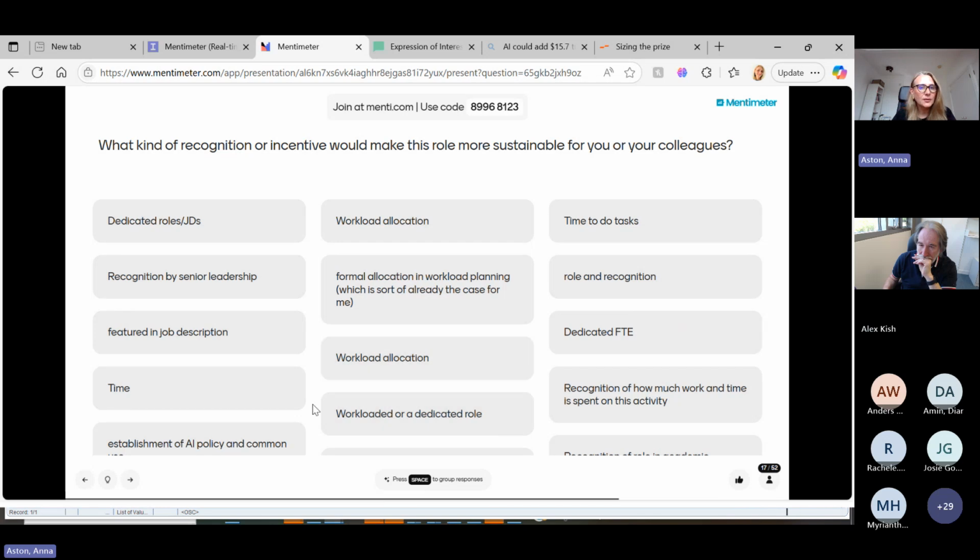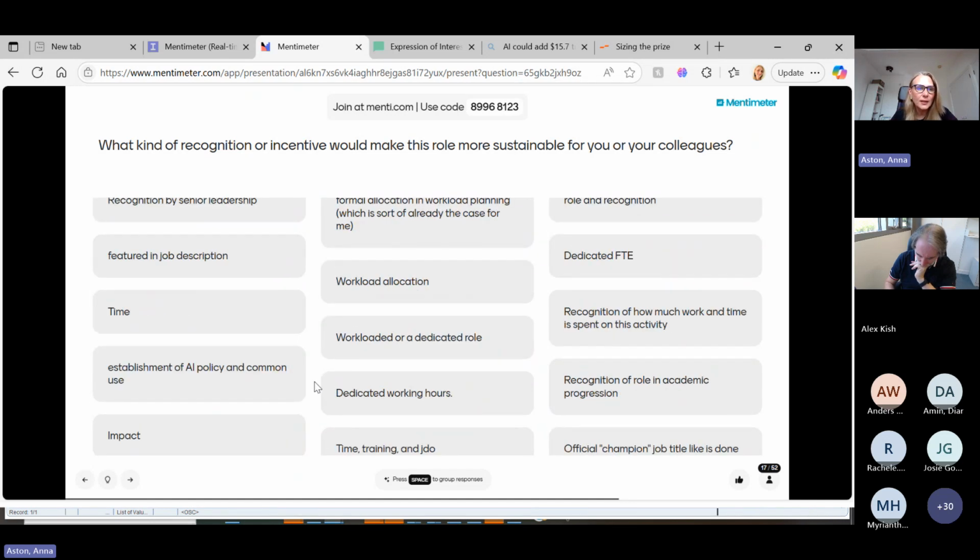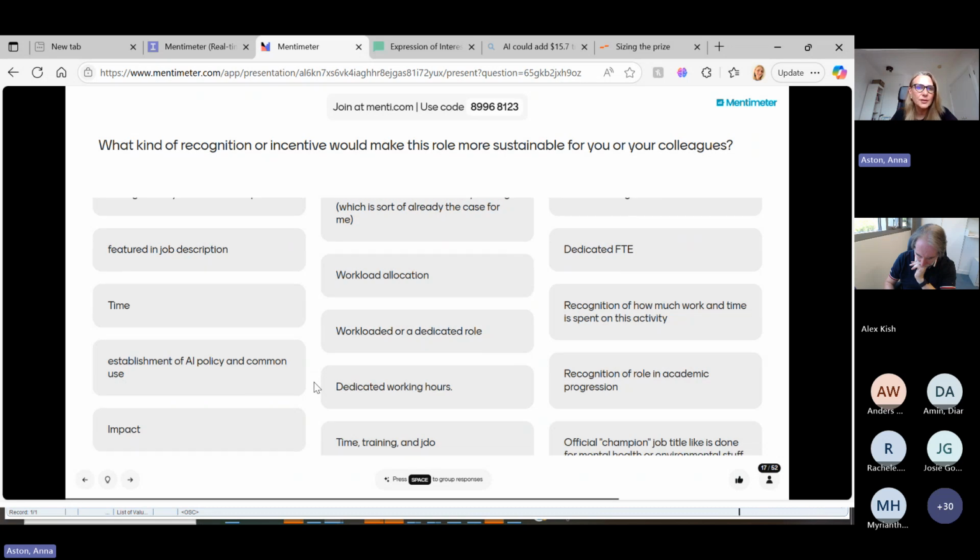Okay, so I see here dedicated roles, workload allocation, very important. The discussion about FTEs goes back and forth. Recognition from senior leadership, and it could be recognition through being able to go to a conference or get a certification. There are a couple of them coming on the market right now. They will be beneficial, and unfortunately they cost a lot. So yeah, FTE, the time allocation.